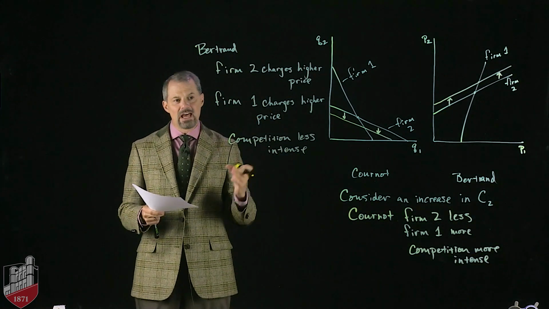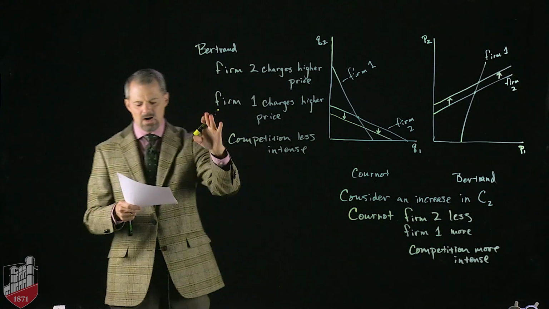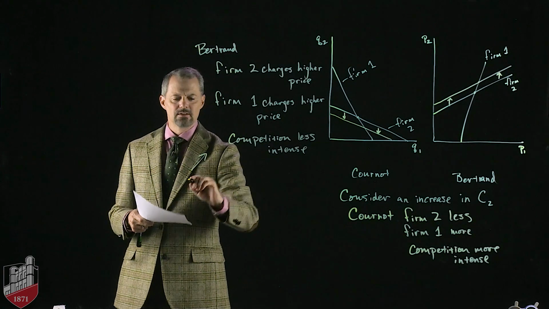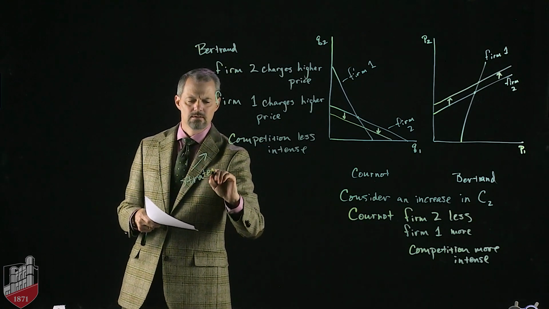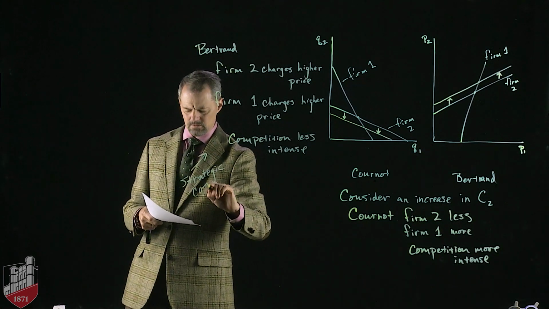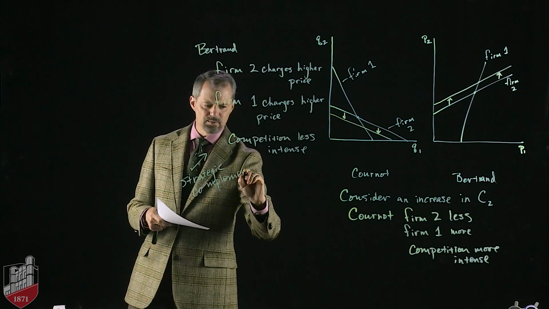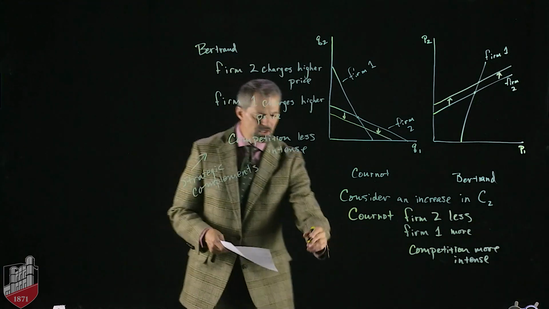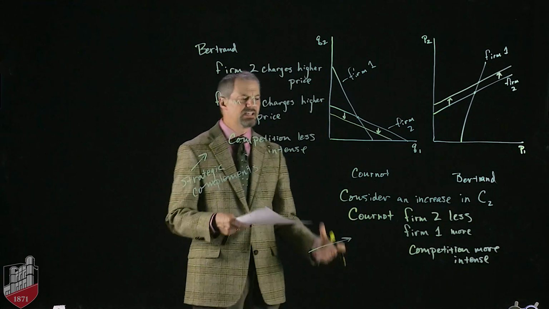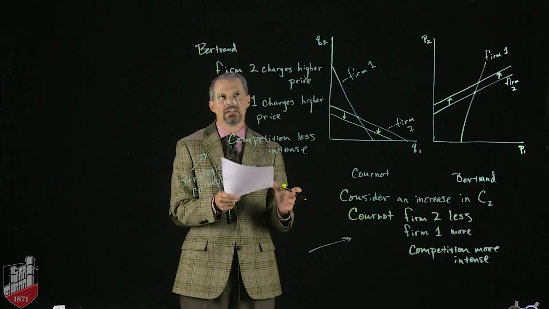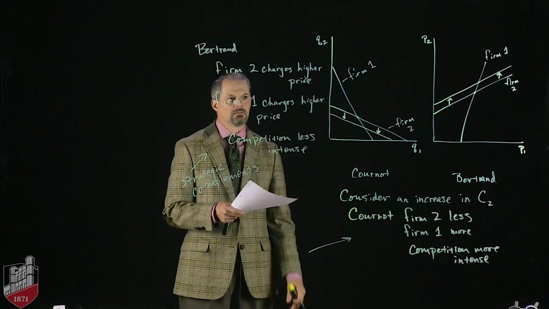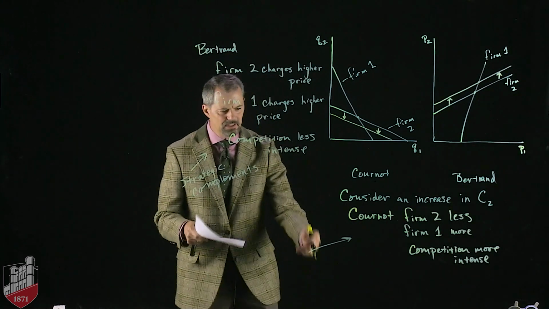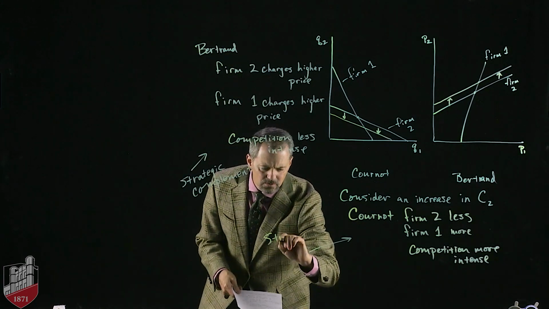And we've got a name for that. With this Bertrand model, we would describe the strategies as strategic complements. In terms of the Cournot, this intensification of the competition after the increase in firm 2's marginal cost, we would describe these as strategic substitutes.